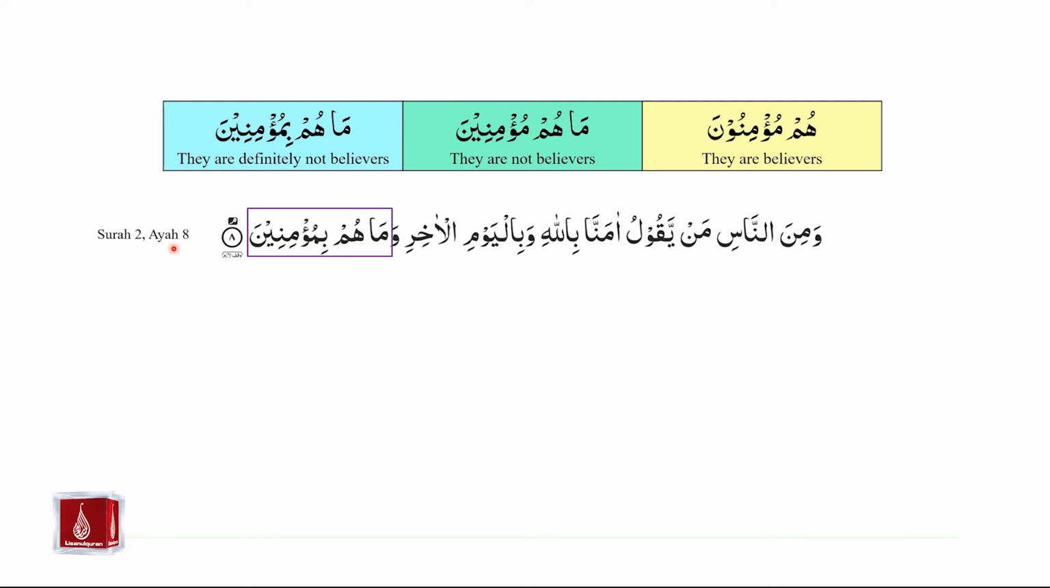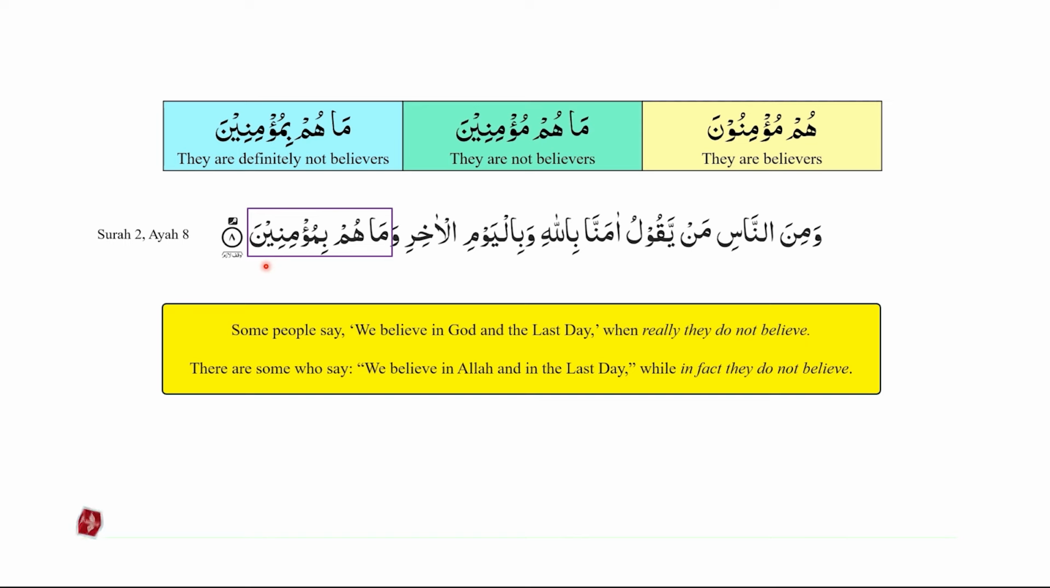Surah number 2, ayah number 8, we see وَمَا هُمْ بِمُؤْمِنِينَ. And a translation of the ayah is as follows. Some people say, we believe in God and the last day, when really they do not believe. And another translation is, there are some who say, we believe in Allah and in the last day, while in fact they do not believe. So in this ayah, emphasis in the negative jumla ismiya is being created because of the addition of ba harf jar to the khabar.